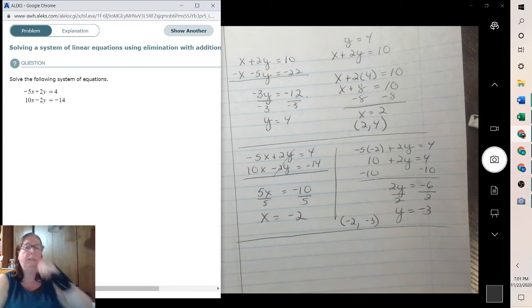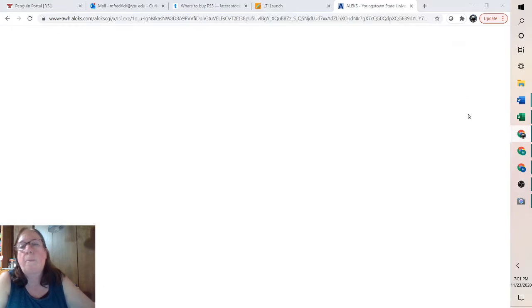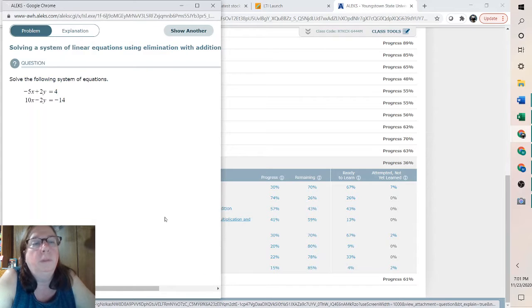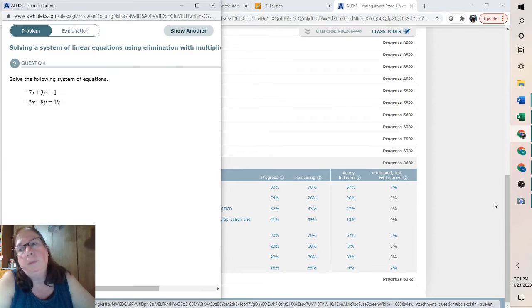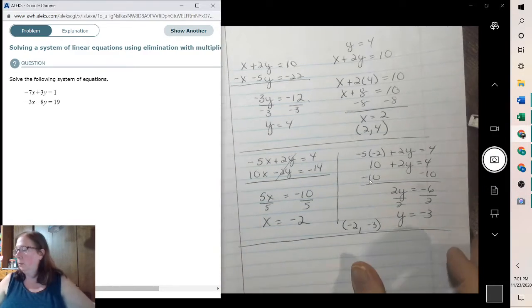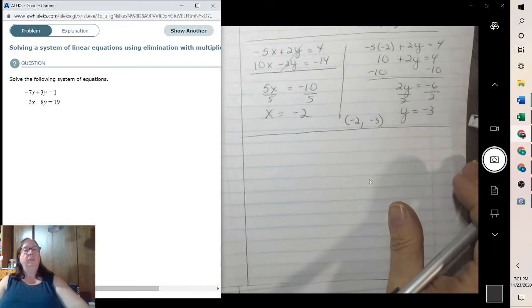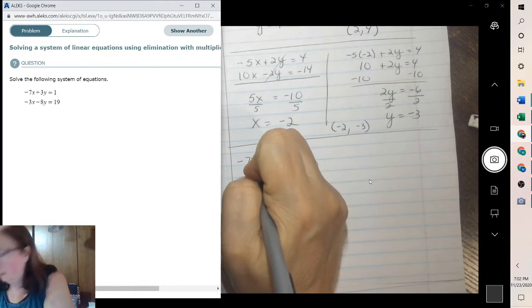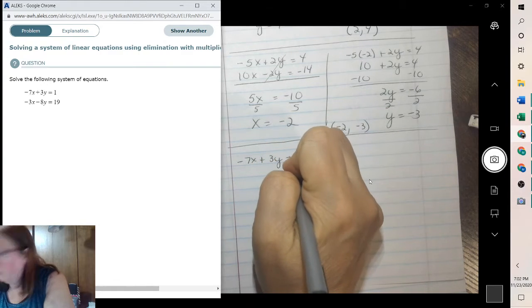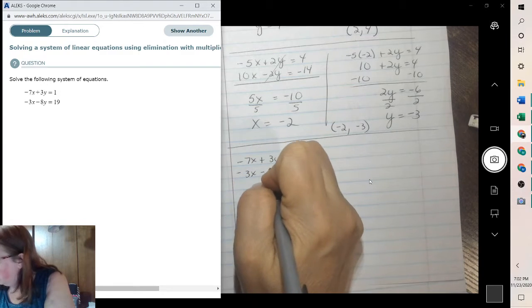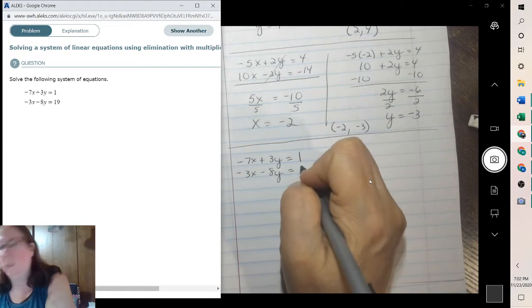Okay, let's try the ones that are a step harder. Elimination with multiplication. So these ones now you won't be able to just add down. You have to do something first. So if we look at the first one, negative 7x plus 3y equals 1, and negative 3x minus 8y equals 19.